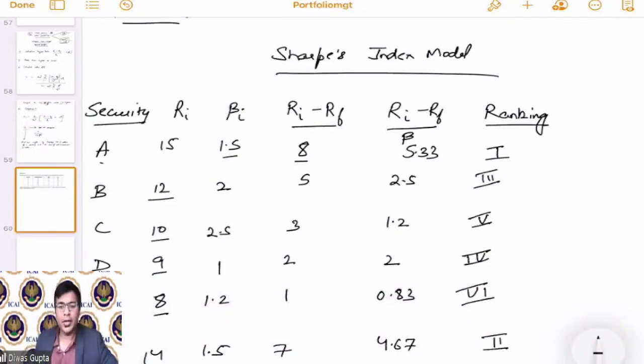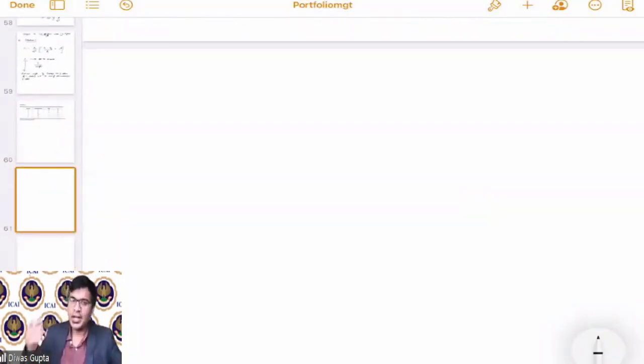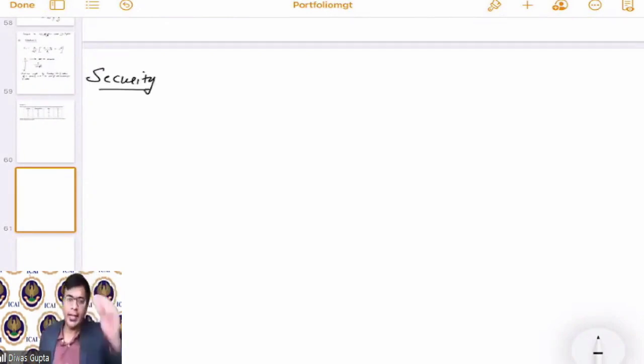Okay. We have plotted all the rankings here. Now let us rewrite in terms of the ranking. Let us organize the securities in terms of ranking.